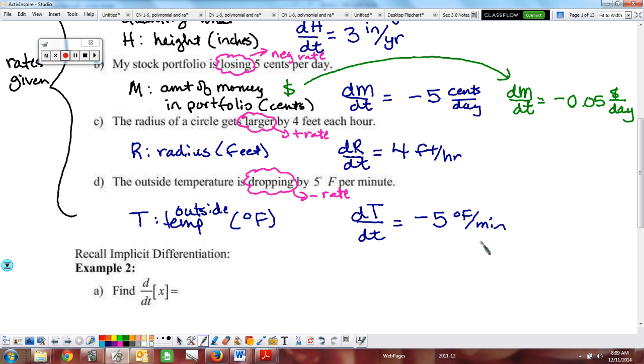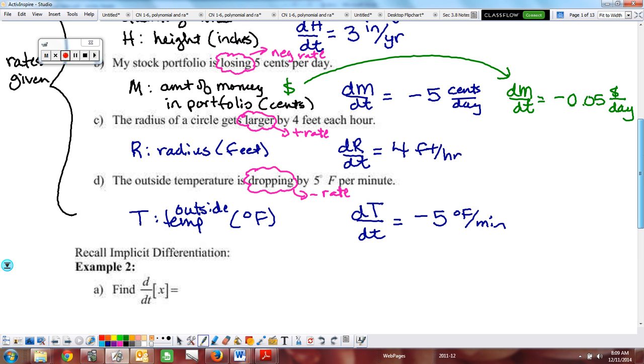All right? So skill number 1, you're going to have to read through the problem and you will be given rates that you are going to use to solve the problem. So you would interpret all of your sentences by writing them with a quantity, identifying a variable, and identifying your rate by using your derivative notation.